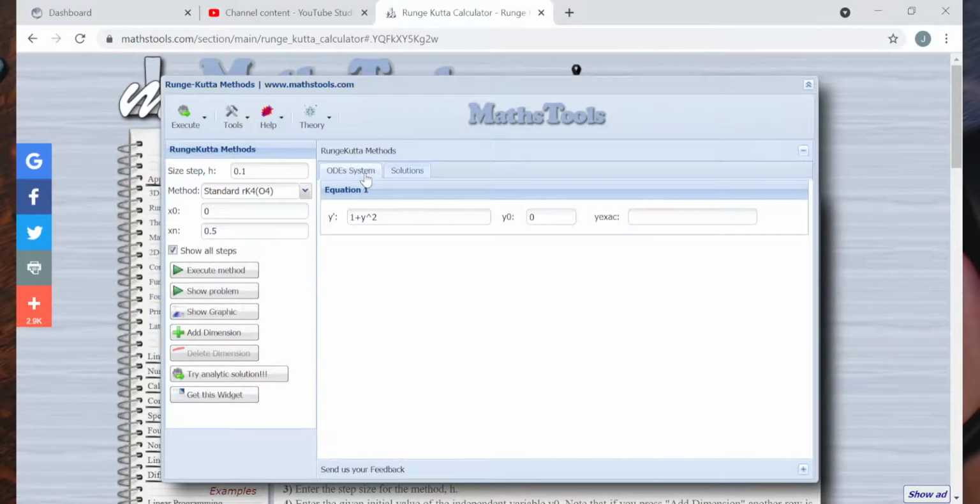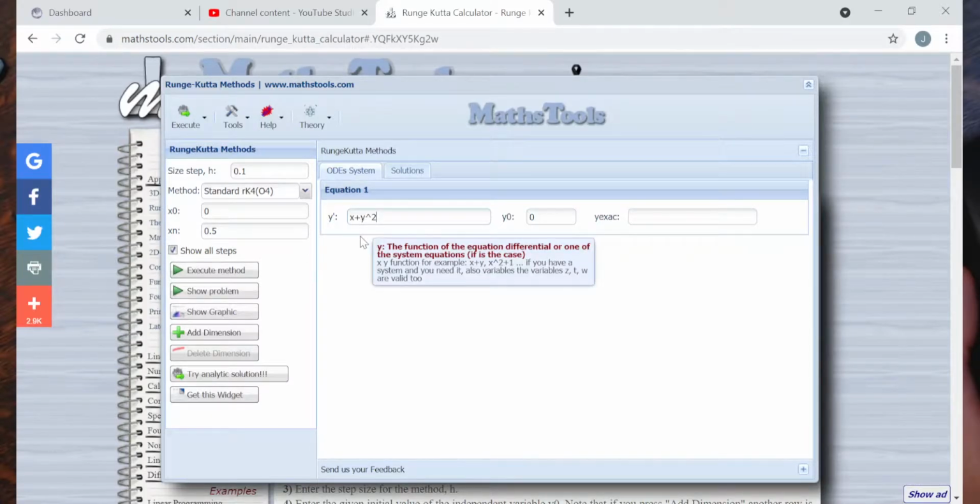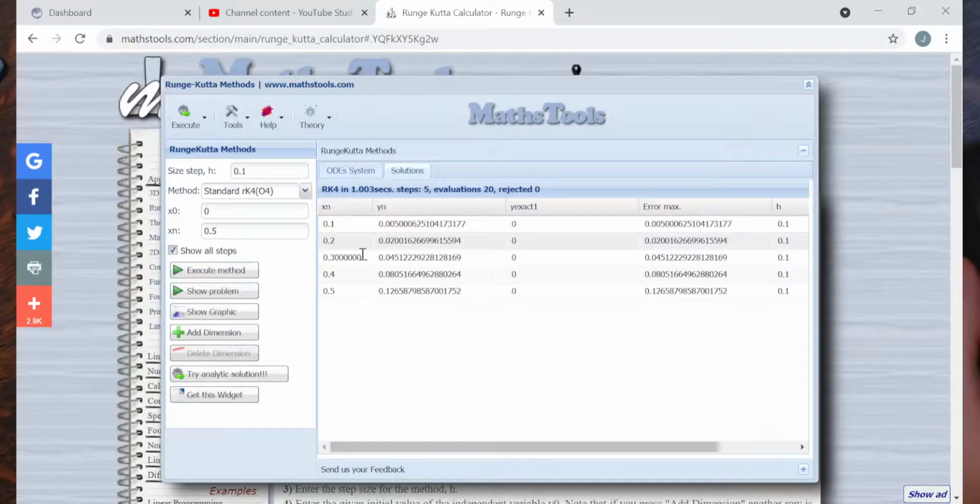Go here, ODE's system here. The equation this time, y prime equals x plus y squared. Step size, again, h is 0.1, standard Rk4. X sub 0 is 0. I want to end at 0.5 for x. Y sub 0 is 0. So everything is the same except the equation. And I'll execute the method now. And again, 0.1, 0.2, 0.3, 0.4, 0.5. So the value of the solution curve at 0.5 would be approximately 0.1266 if I round that to 4 decimal places.